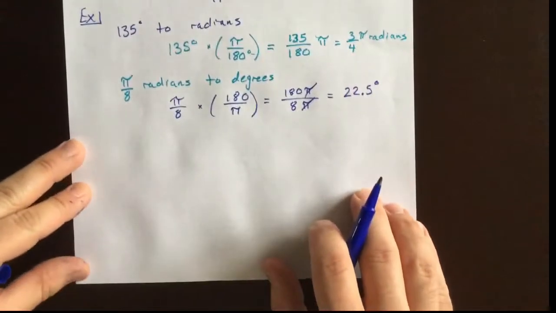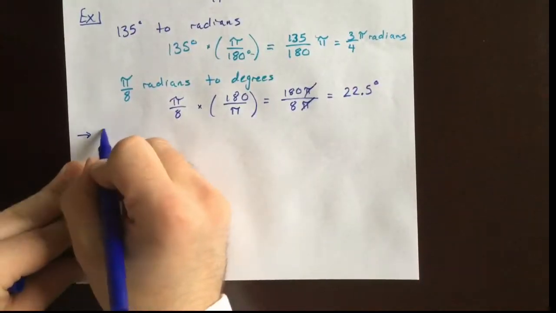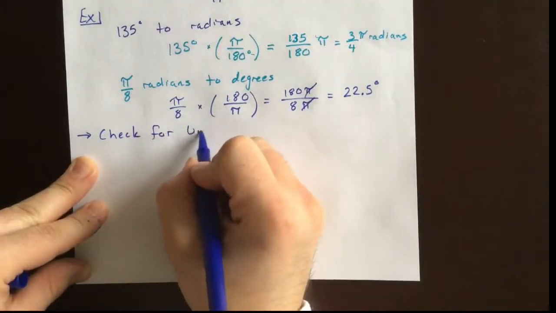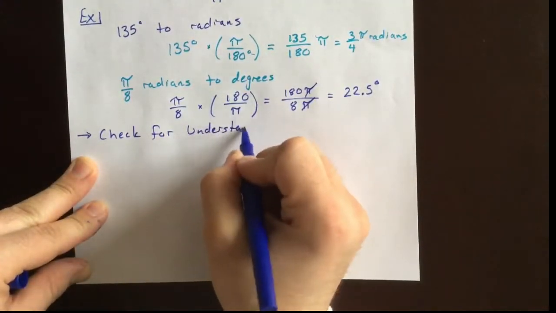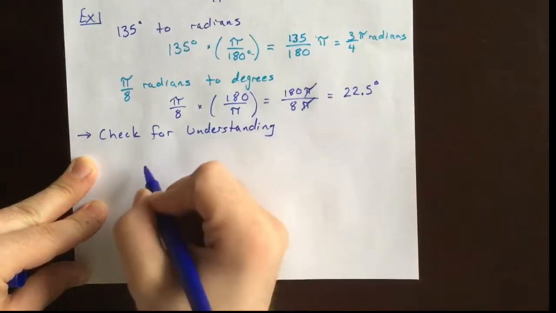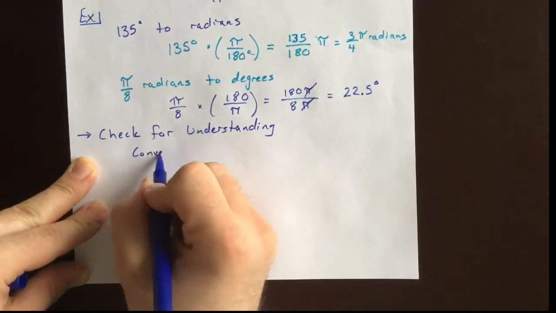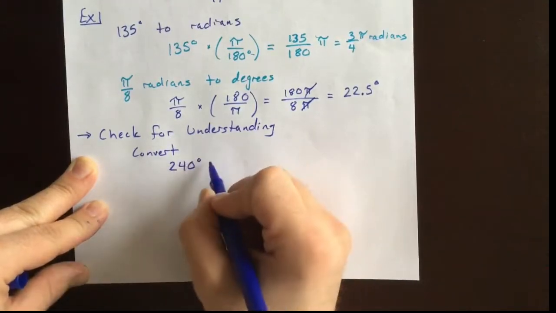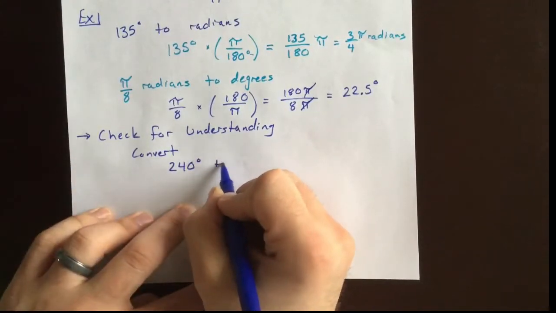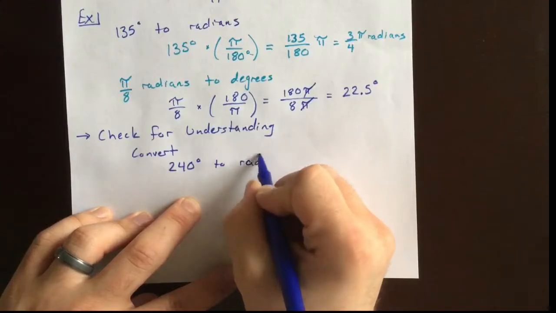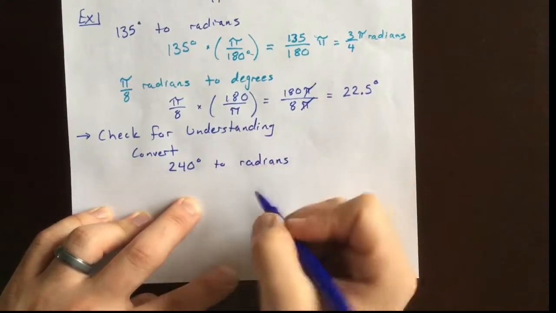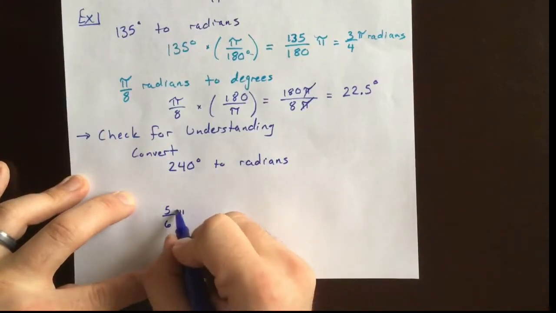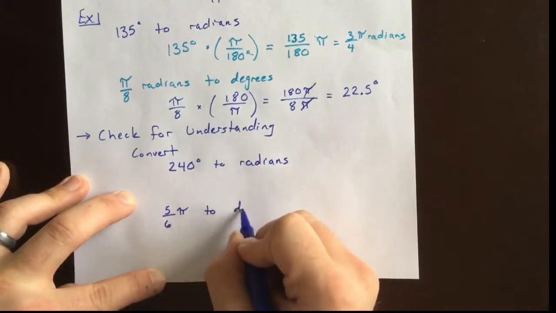All right then. So to close out this video, our last check for understanding. Convert 240 degrees to radians, and 5/6 pi to degrees.